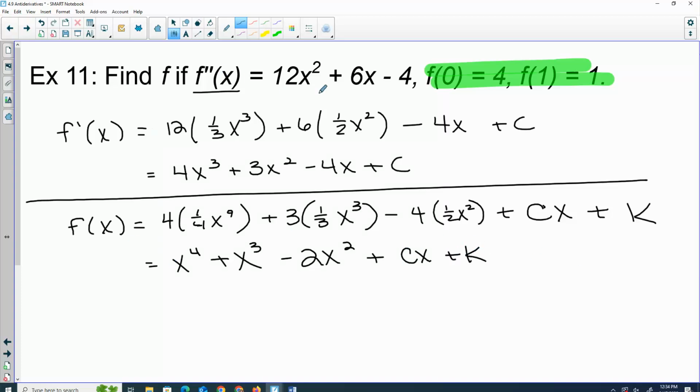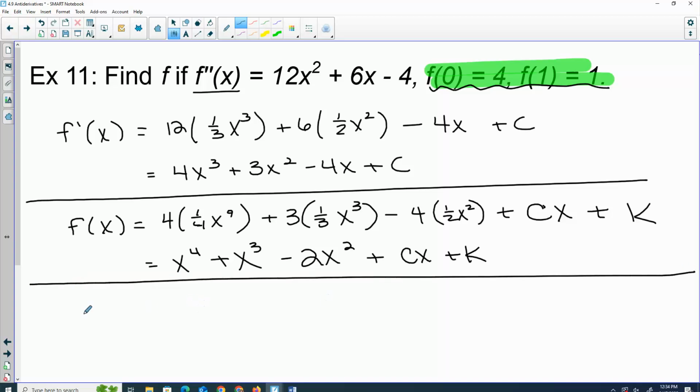So we have x to the 4th plus x cubed minus 2x squared plus c times x plus k. Now if I do the derivative of this twice, I get back to my original function. But when I give you this information, I am asking you to find out what c and k are. Find the exact values of those.